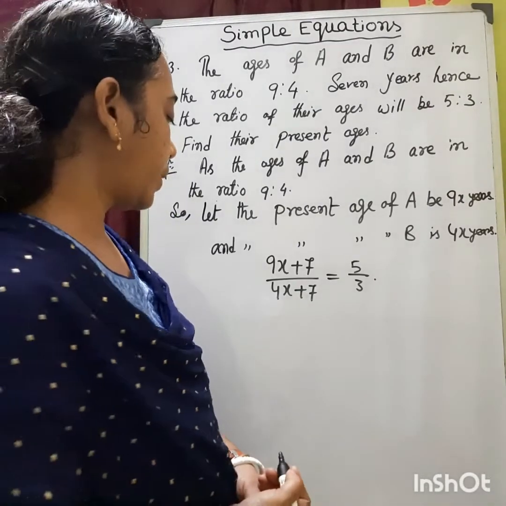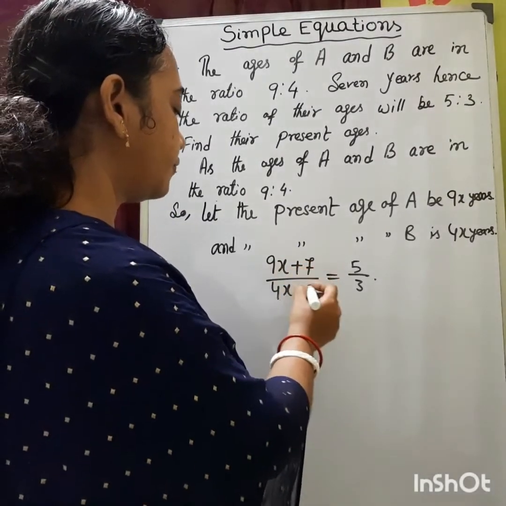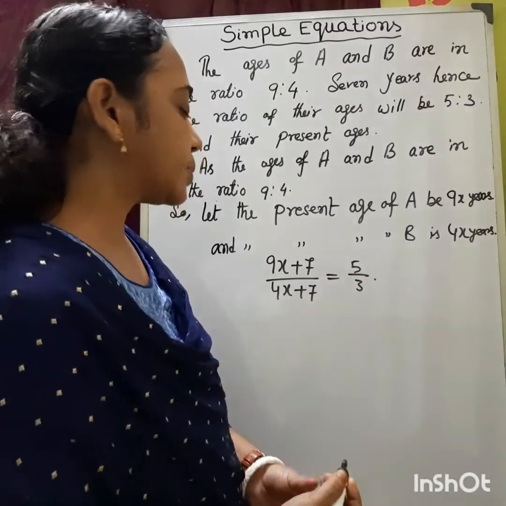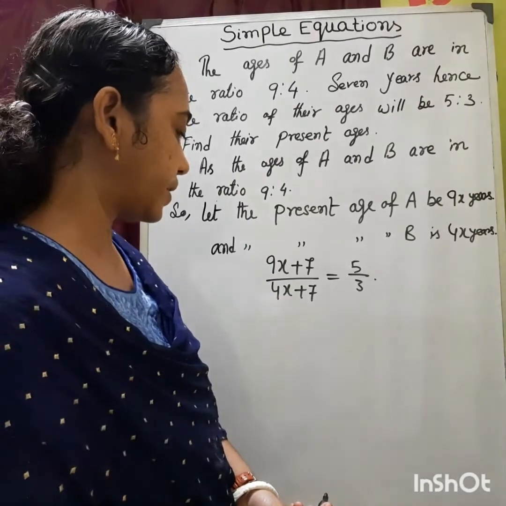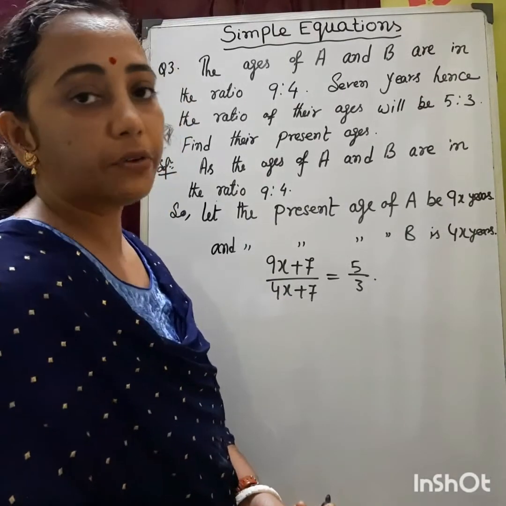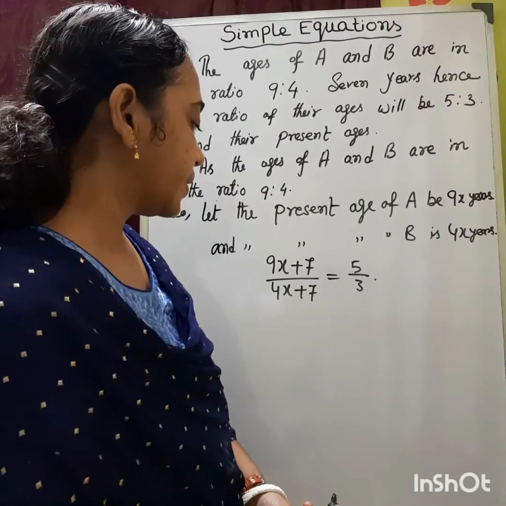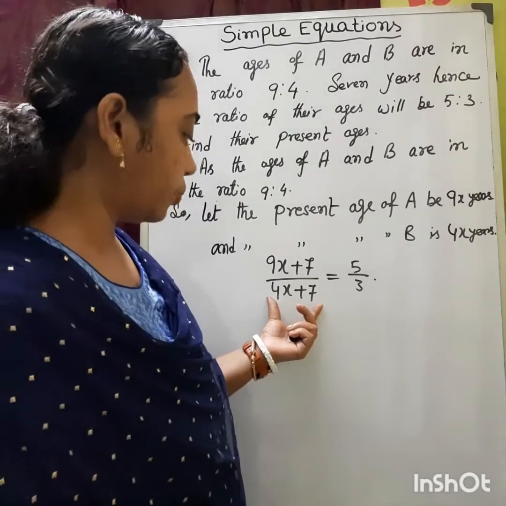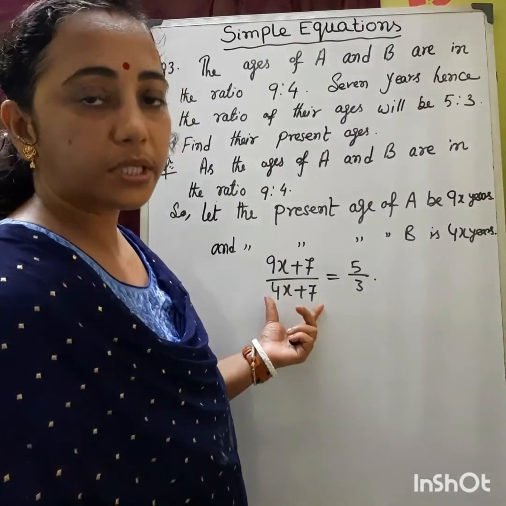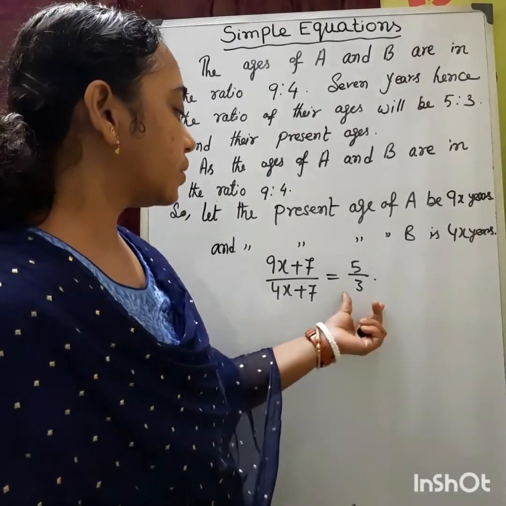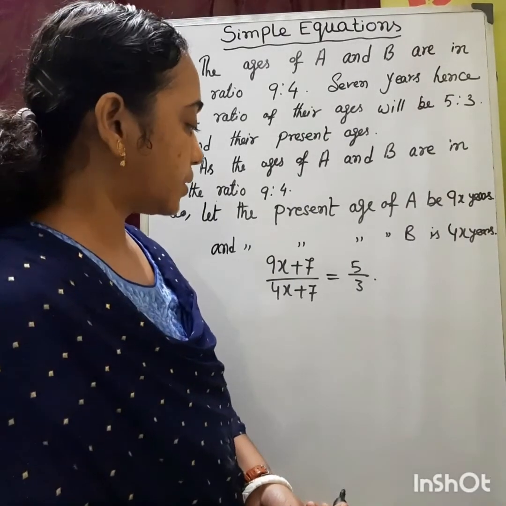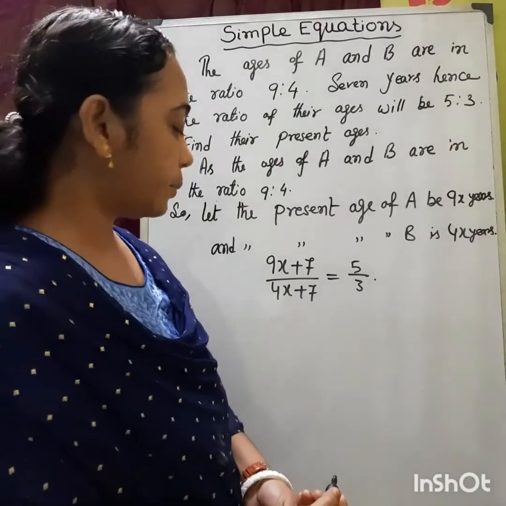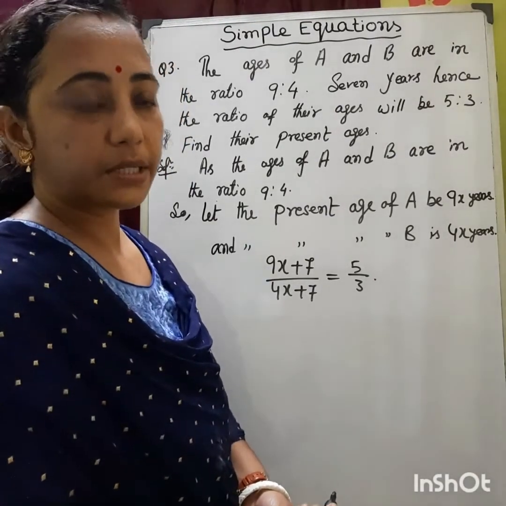So let us solve the equation, that is (9x plus 7) by (4x plus 7) is equal to 5 by 3. Here the left hand side expression is not in the form of a linear expression. So to convert it into a linear expression, we have to remove the expression present in the denominator. So let us multiply both sides by 4x plus 7. But here on the right hand side again, the constant term is present in the denominator, that is 3. So better if we multiply both sides by 3 multiplied by (4x plus 7).